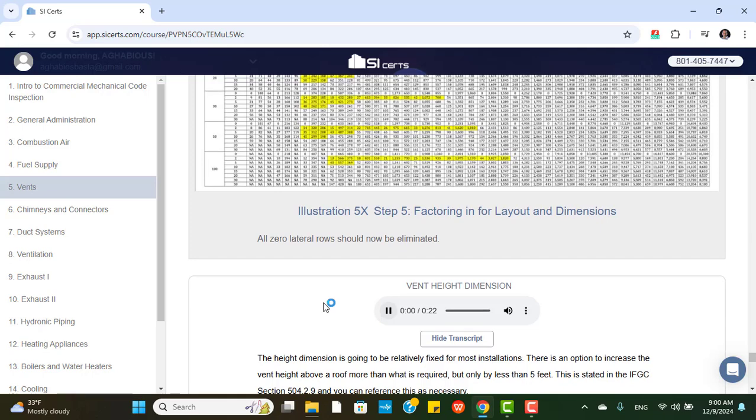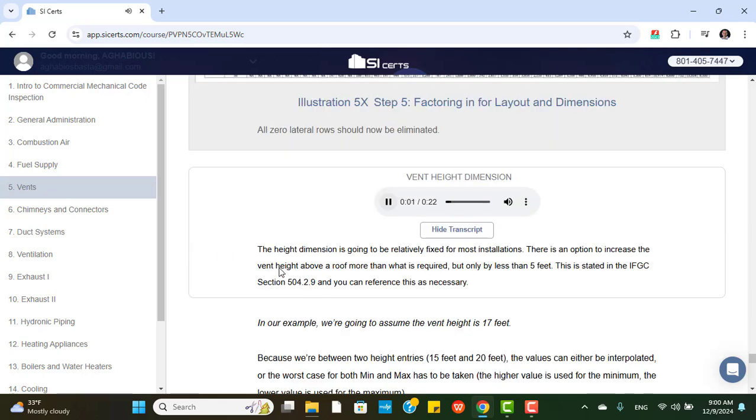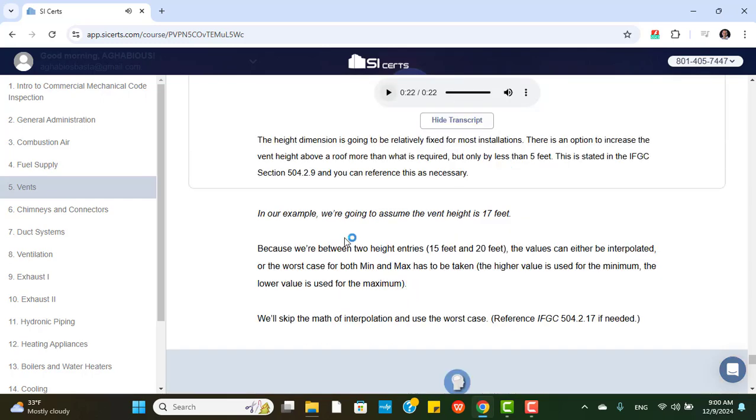Vent height dimension. The height dimension is going to be relatively fixed for most installations. There is an option to increase the vent height above a roof more than what is required, but only by less than 5 feet. This is stated in the IFGC section 504.2.9, and you can reference this as necessary. In our example, we are going to assume the vent height is 17 feet.